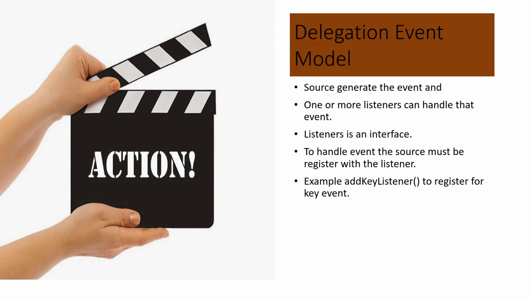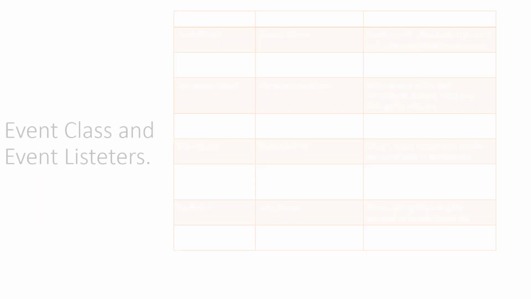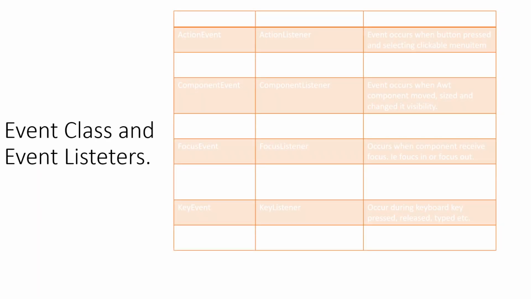Java supports the delegation event model, in which a source generates the event and one or more listeners can handle that event. A listener is an interface. To handle the event, the source must be registered with the listener. For example, for a key event, it must be registered with addKeyListener. Every source must be registered with an event listener. Then only will the event be handled by the listener method.